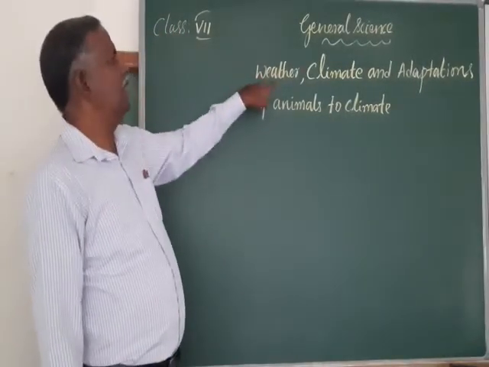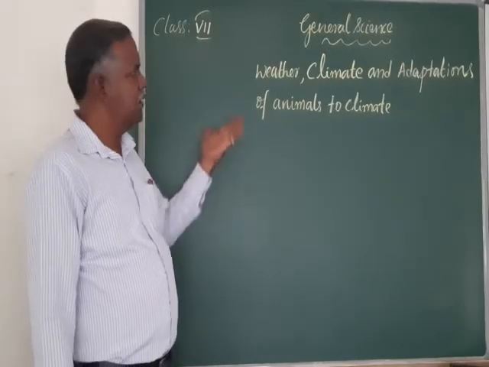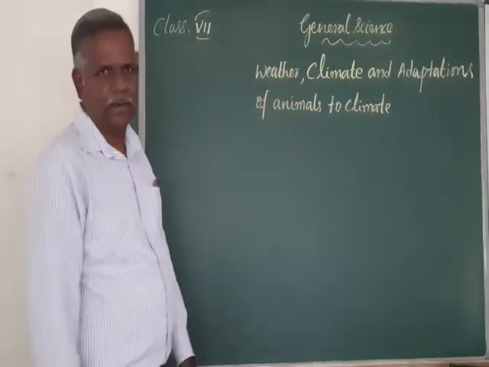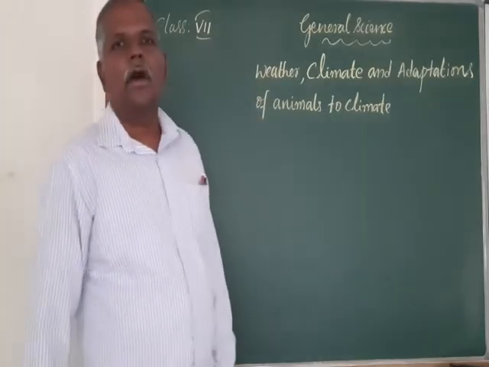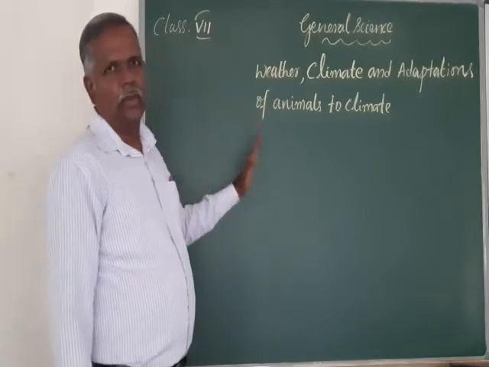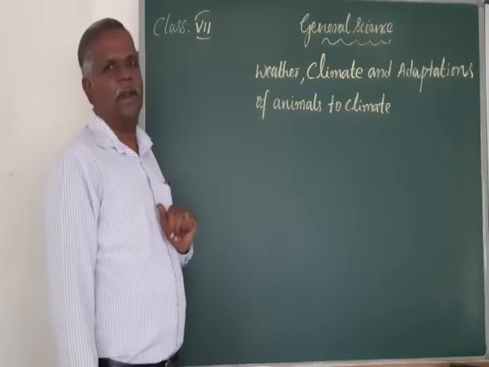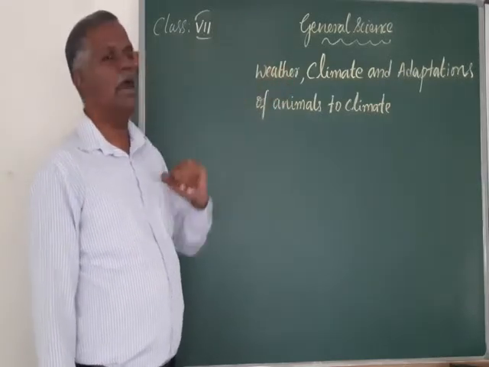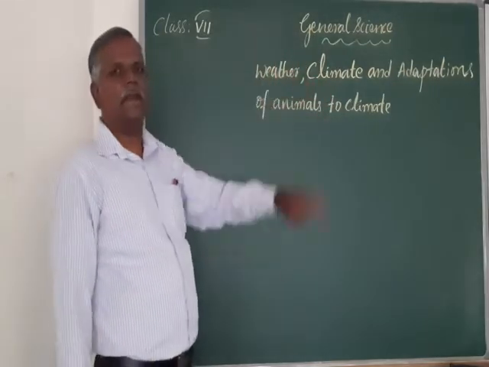In the last class, you learned the meaning of weather and climate, and also the difference between weather and climate. Just to recall, weather is a condition of the atmosphere with respect to rainfall, humidity, temperature, etc. Climate is the average weather taken over a long period of time, say about 25 years. That you learned in the previous class.